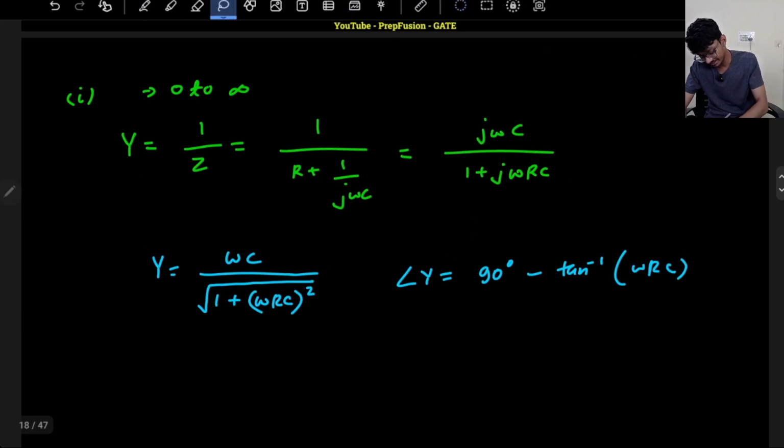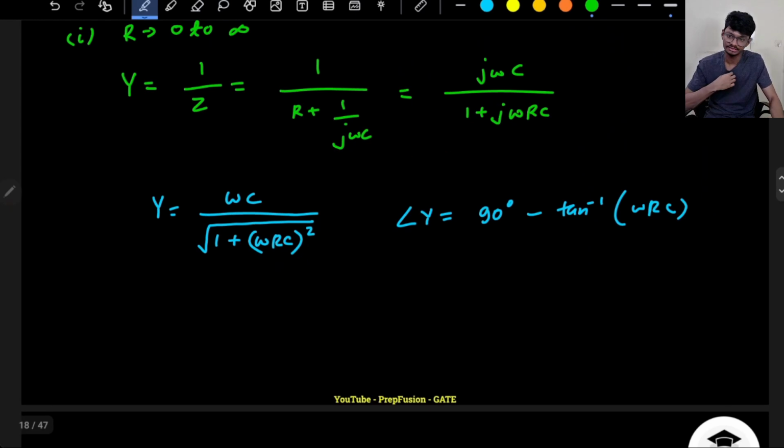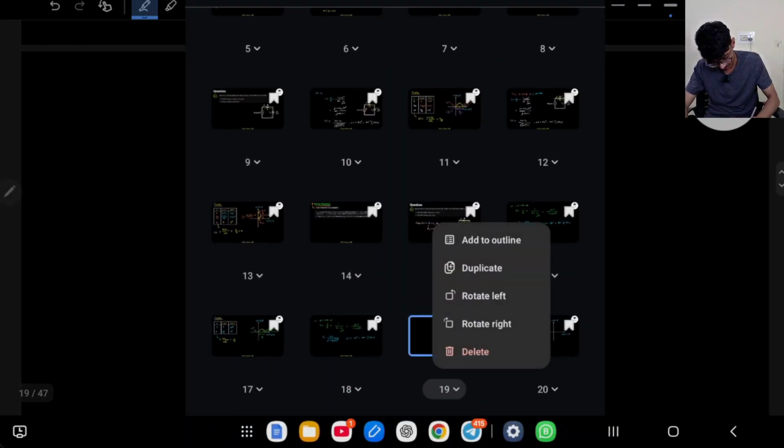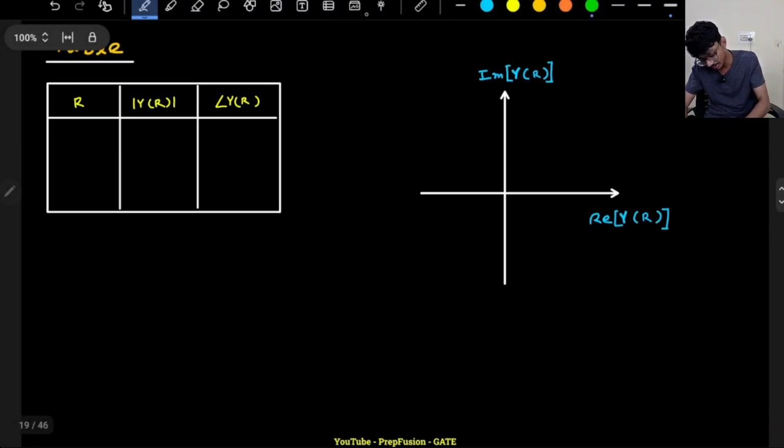So if my R is varying, what will happen? Everything will remain same, right? Whatever we have calculated will not change, but ultimately the values that I am putting will change. So here now I will vary my R. So R will go from 0 to infinity.